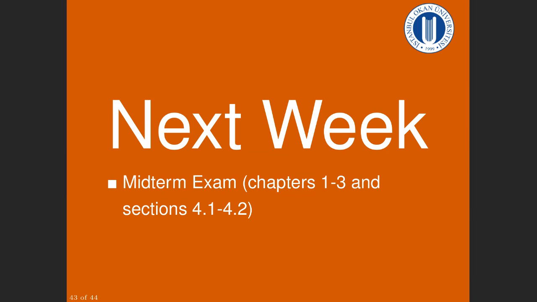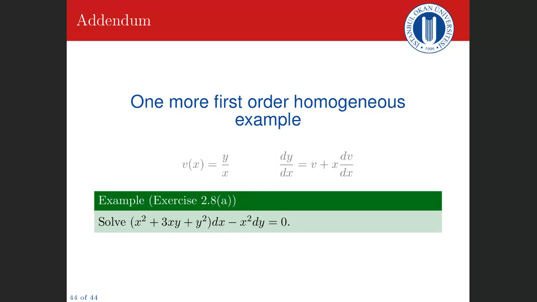Before I finish, I was asked on the discussion board to do one more example for a first order homogeneous equation. The example I've chosen is one of the exercises in the lecture notes, actually exercise 2.8 part A, which said solve (x squared plus 3xy plus y squared) dx minus x squared dy is equal to 0.